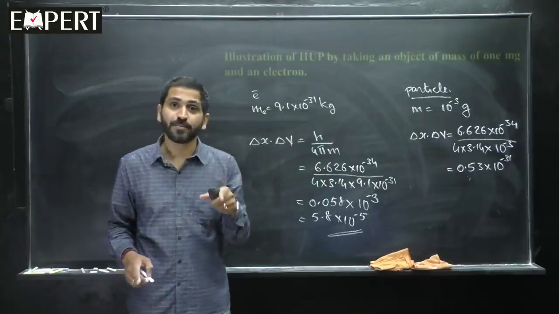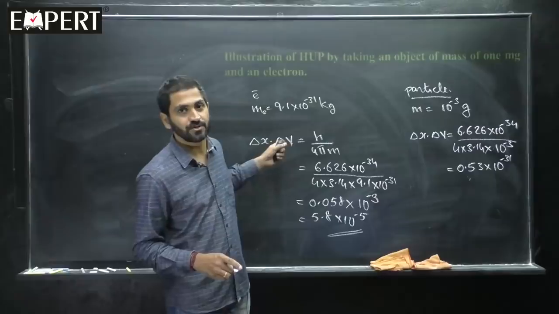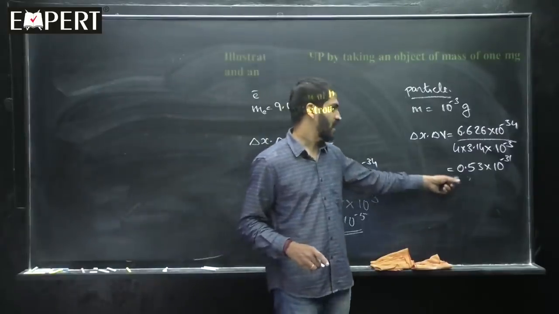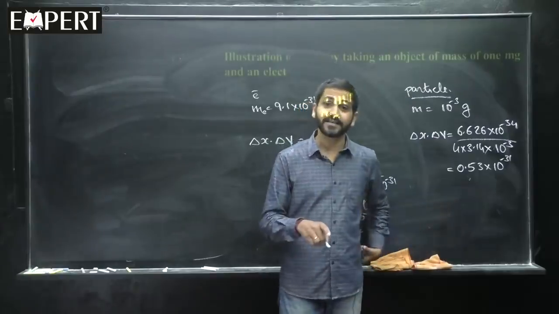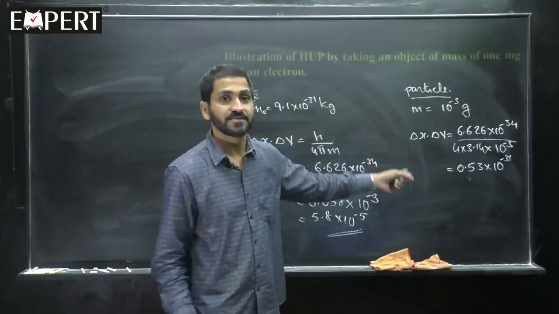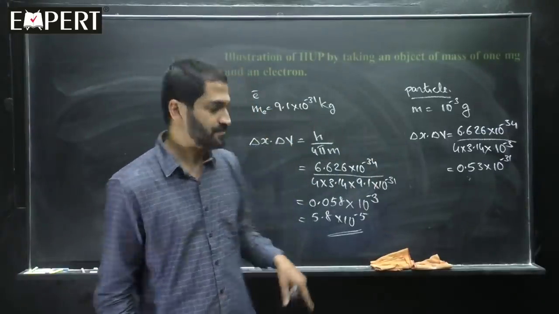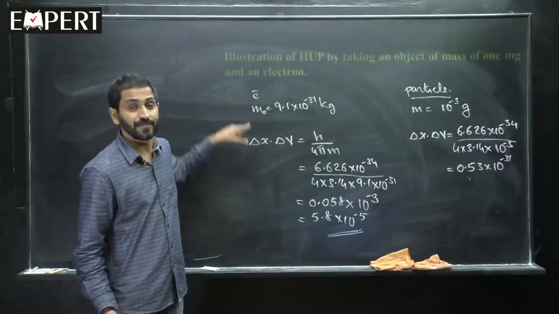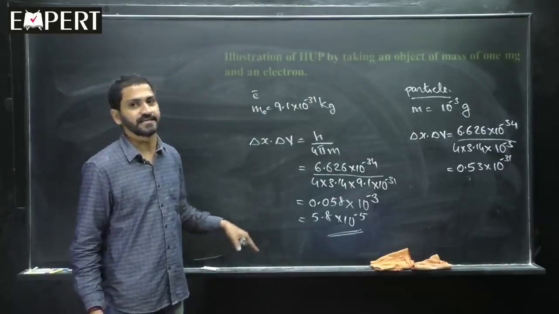It means uncertainty in position and momentum is large. If one is known, the other will be unknown. But here you see uncertainty is very less. If uncertainty is less, certainty is more. If mass increases, certainty increases. It can be certain: this would be the position, this would be the momentum. If mass is less, uncertainty is more, certainty is less.